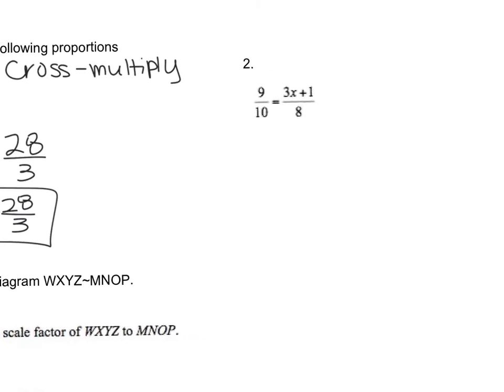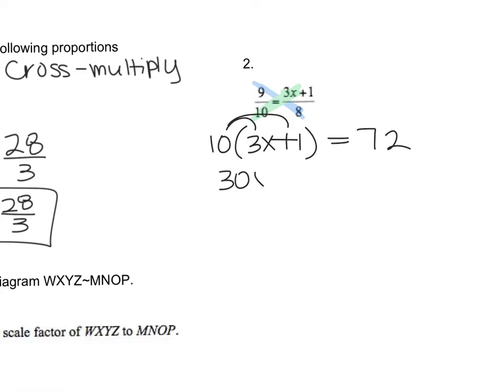Number 2, we're going to cross multiply as well. We're going to do 9 times 8, and then the 10 times the 3x plus 1. But when we do the 10 times the 3x plus 1, we want to make sure we put the 3x plus 1 in parentheses because we want to be able to distribute that 10 to the 3x and the 1. And then 9 times 8 is going to give us 72. So when we distribute the 10 in the parentheses, we're going to get 30x plus 10 equals 72.